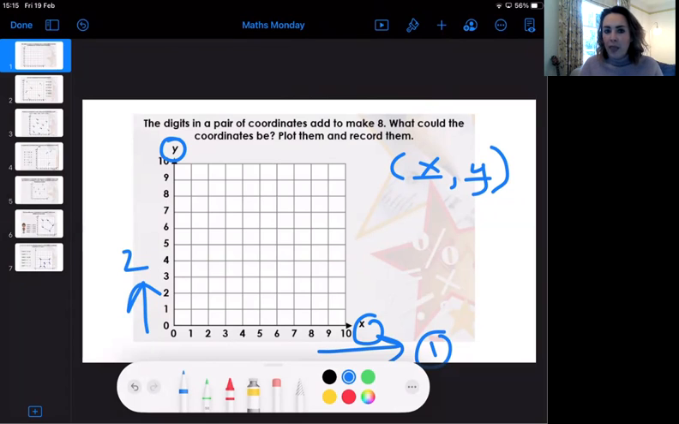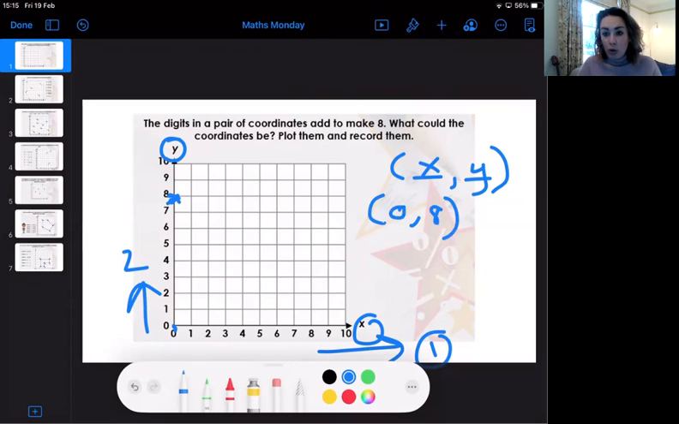So the first one, they add together to make 8. So let's imagine it is 0, 8. So I'm going to have a look at 0 on my x-axis, which is right here. And then I need to look at 8 on my y-axis, which is here. So I need to plot my mark there, 0, 8.